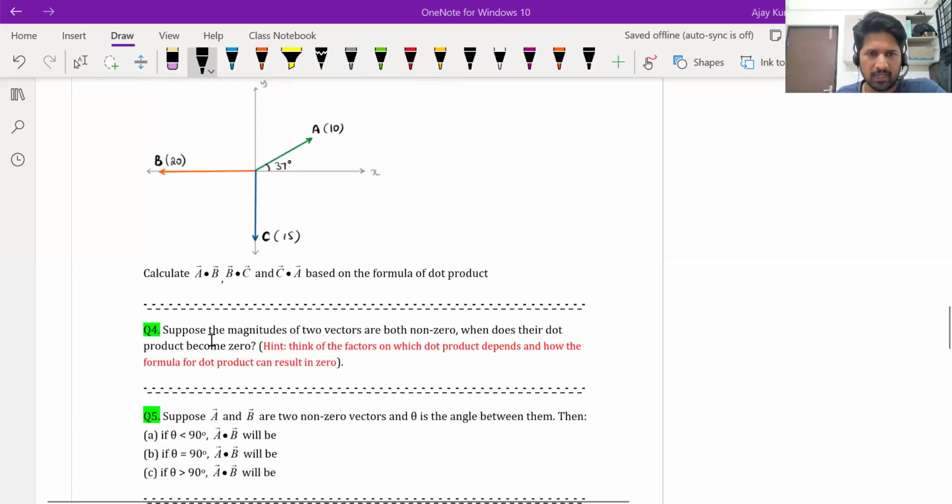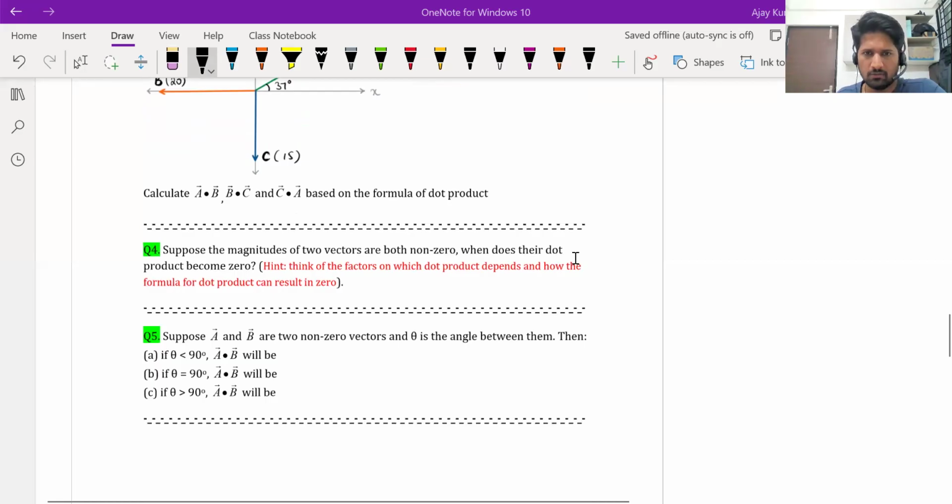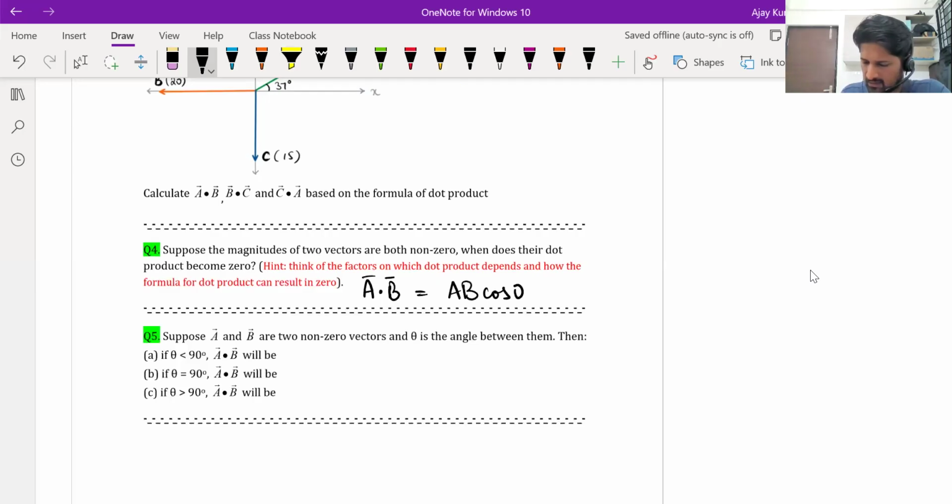Next, suppose the magnitudes of two vectors are both non-zero. When does their dot product become 0? What is the answer to this? When the angle is 90 degrees. Yeah. The formula for dot product is AB cos theta. Rishi, don't answer. You are in 12th class, so this will be comfortable for you, but the others should answer. A is non-zero, B is non-zero.